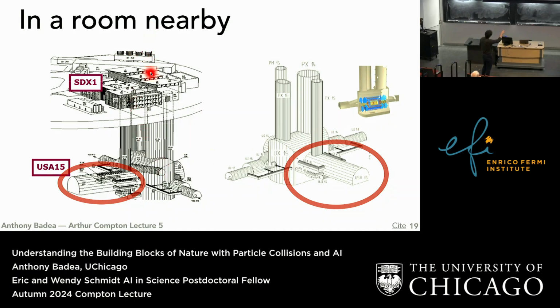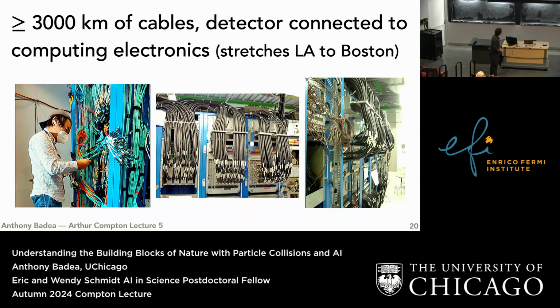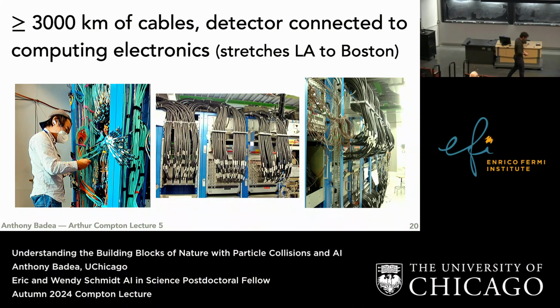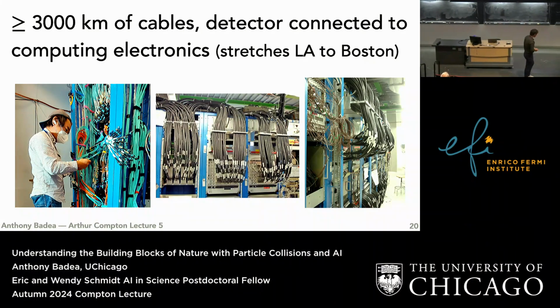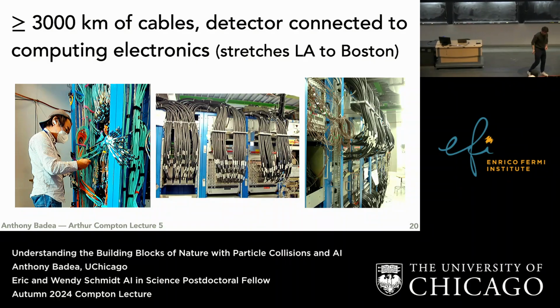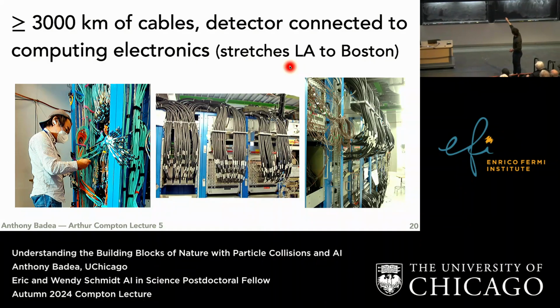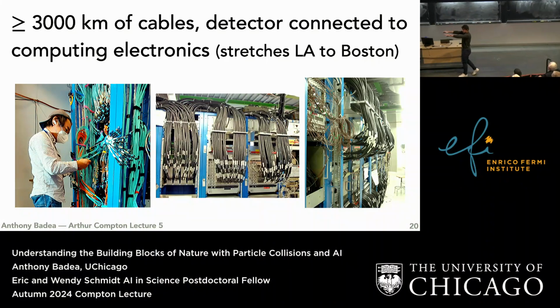We lower all the detector components down this giant shaft. We assemble it inside of here. And in a room nearby, this so-called trigger room, you have a bunch of electronics, and a different view is like that. Really what you have is the endpoints of 3,000 meters of cables. I think it's enough cables to stretch from LA to Boston. What it's doing is connecting all of the detector electronics to a computer sitting in this nearby room.